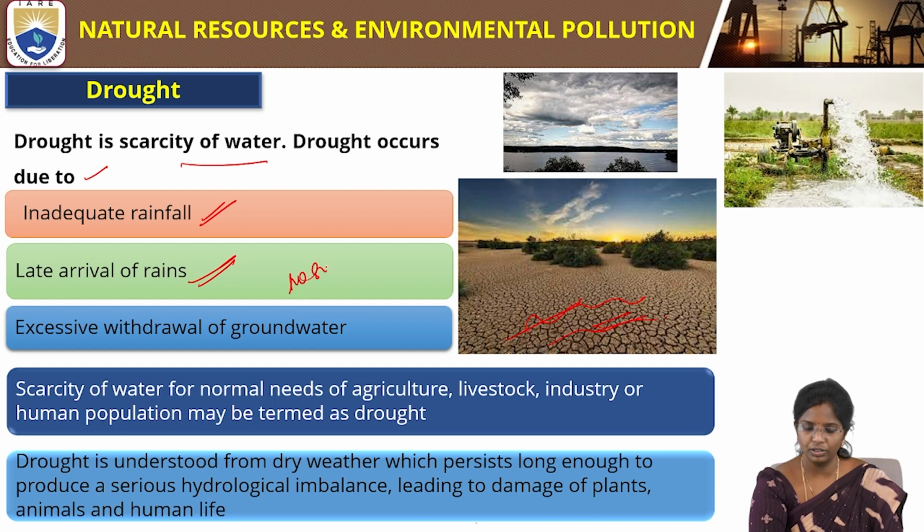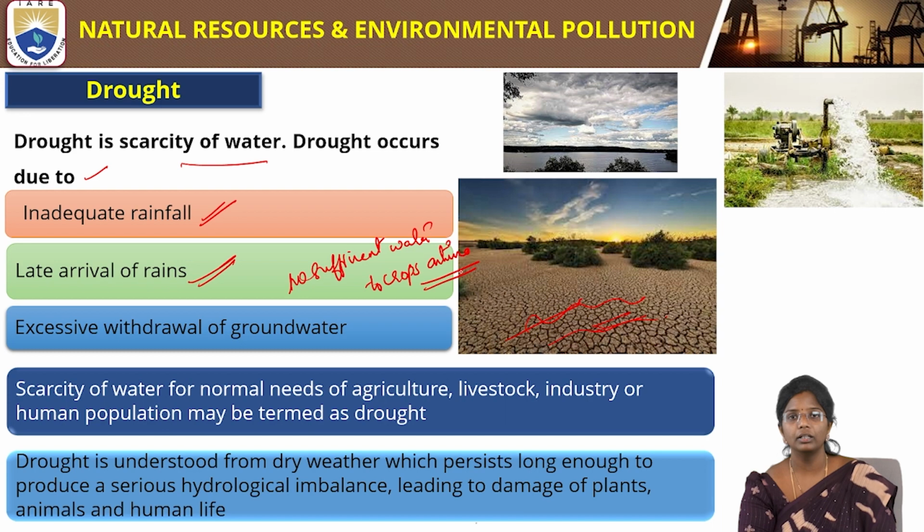No sufficient water to crops on time. On time is very important because the cropping has some timings for plantation, and therefore sufficient water should be present during the plantation. So if the late arrival of rains happens, it has a lot of effect on these crops.